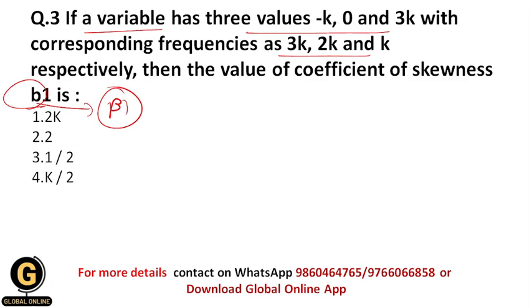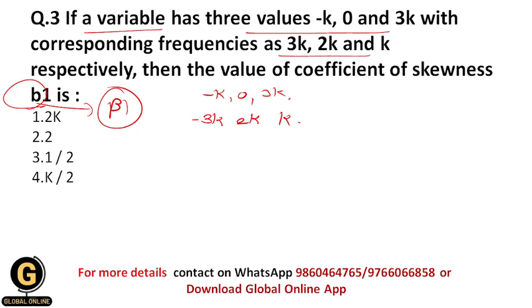denoted by beta 1, and they have given you certain data. The data is, there are 3 variables, and the values of those variables are minus k, 0 and 3k, and their corresponding frequencies are given. So for minus k value, the frequency is 3k, for 0 the frequency is 2k, and for 3k the frequency is k. So now students, let us first of all make a proper table of this.